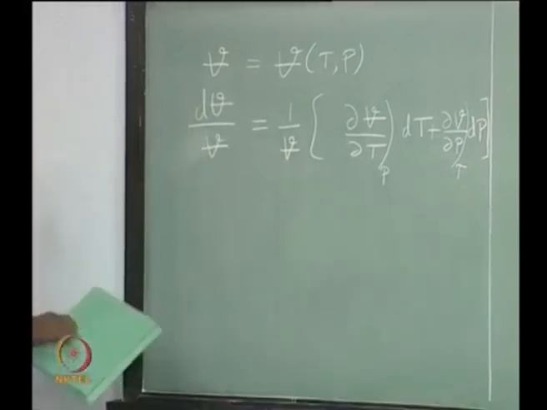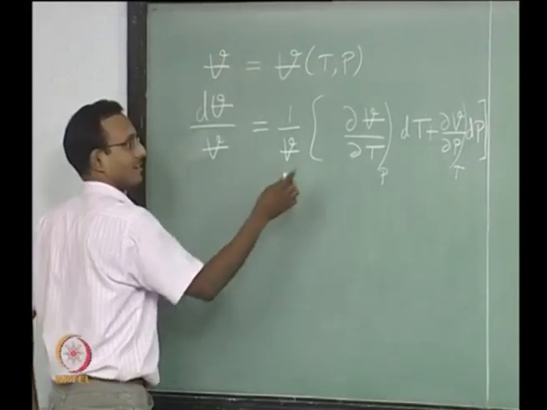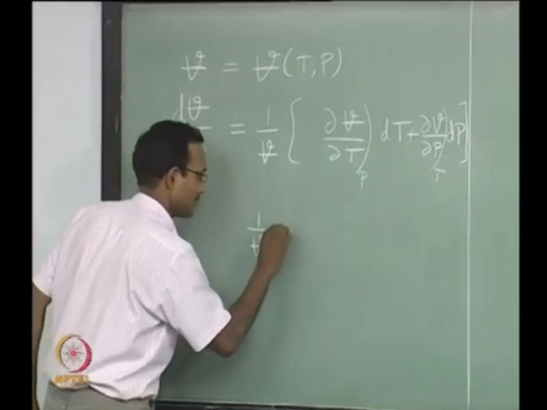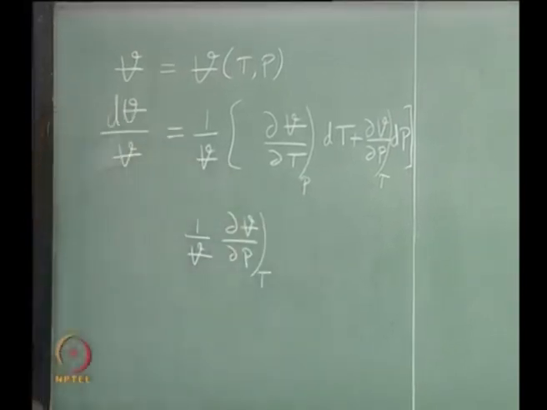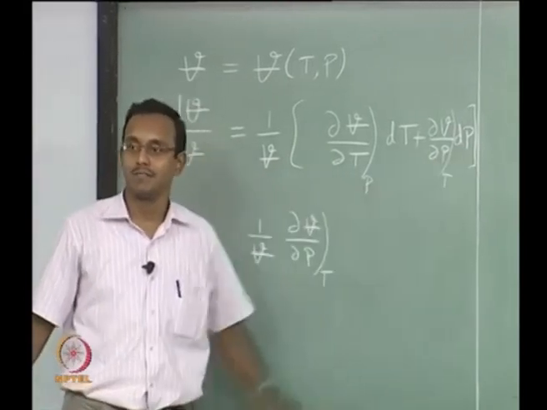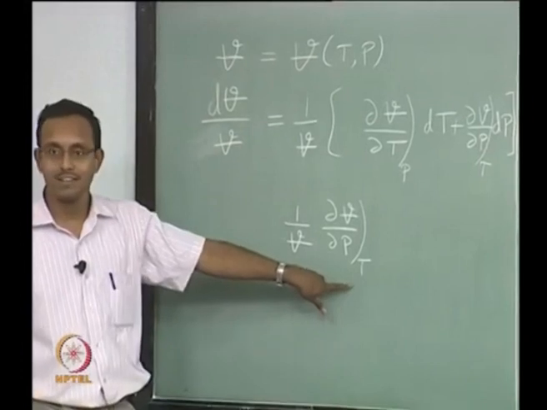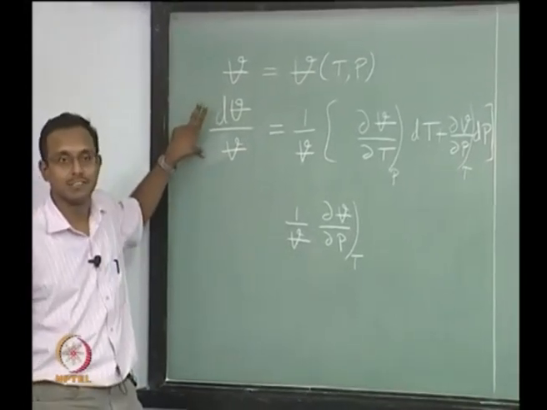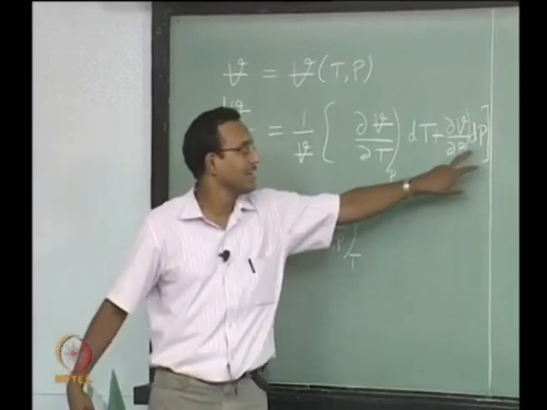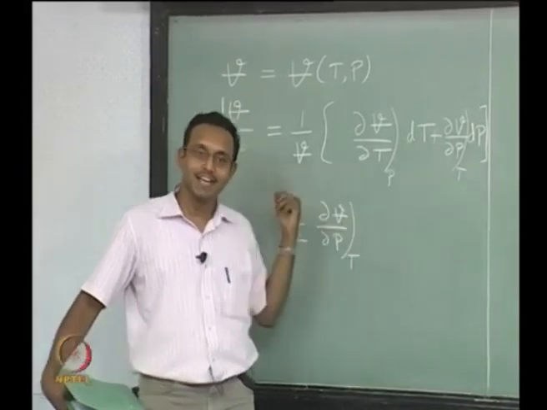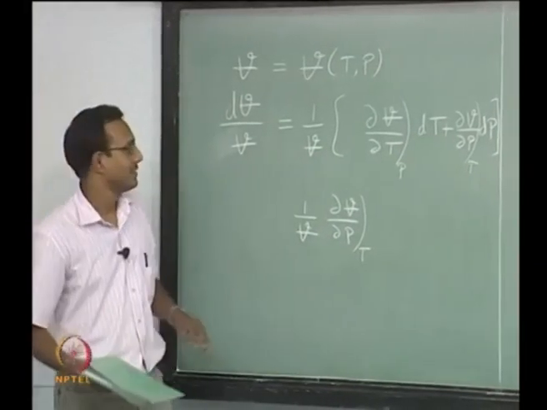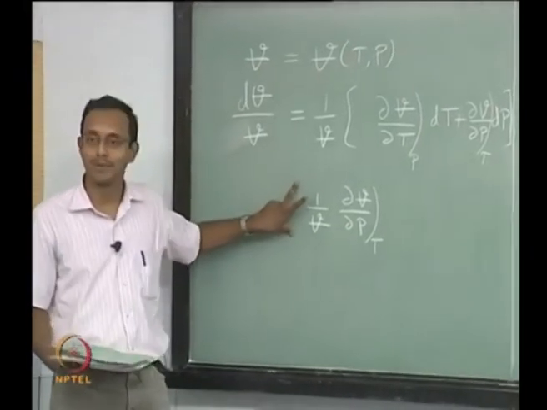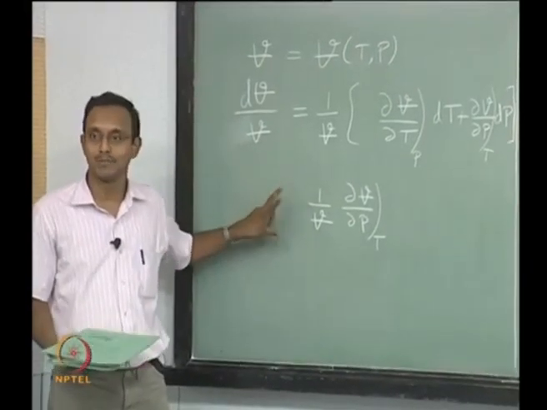So we are looking for a term something like this. This is the coefficient for that dp. If this is very high, then the fractional change in specific volume will be very high for a given change in pressure. When that happens, we call this highly compressible gas. That is the way we are going to look at it. So this is related to compressibility. This is what we will call as compressibility of the gas.